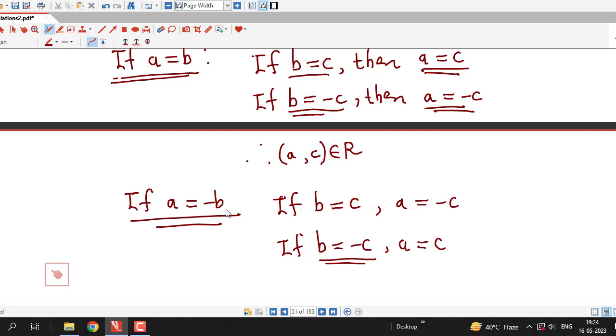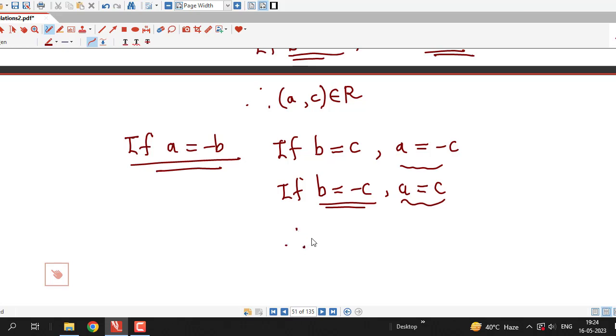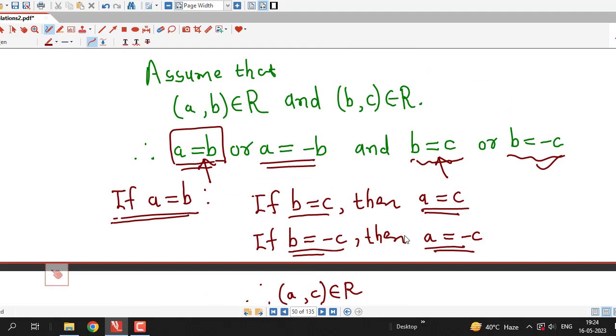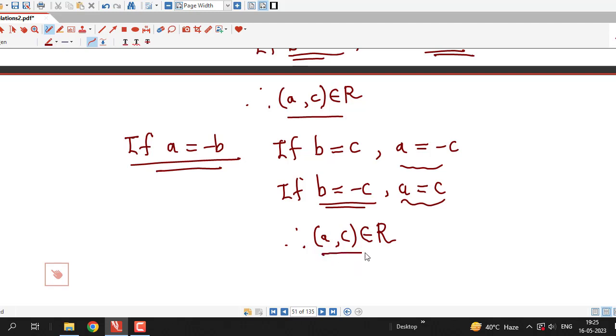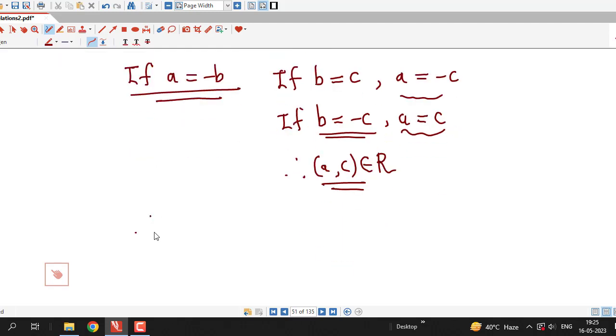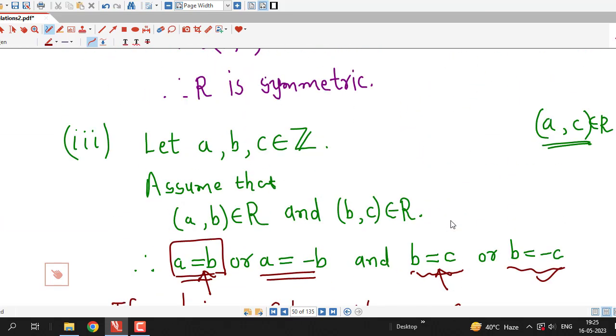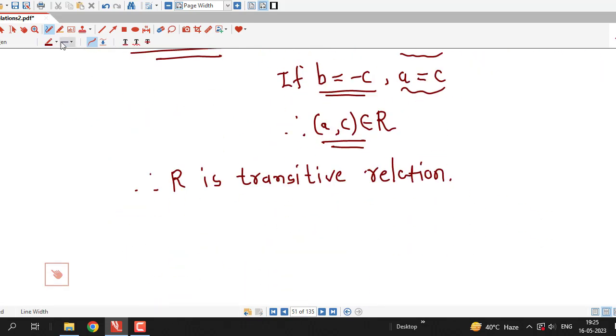So if A equal to minus B, then also I have either A equal to C or A equal to minus C. That implies that AC belongs to R. So in any case, whenever AB belongs to R and BC belongs to R, AC is also present in R, and this implies that R is transitive relation. Therefore, this property is also satisfied because we have taken arbitrary integers A, B and C, and we have shown that whenever AB belongs to R and BC belongs to R, then AC belongs to R.